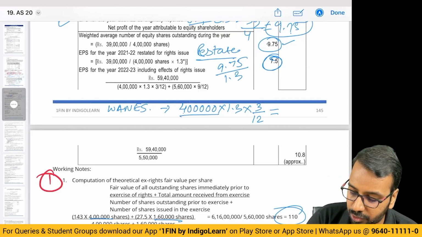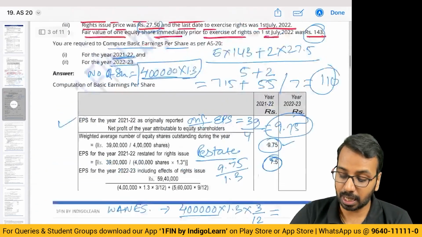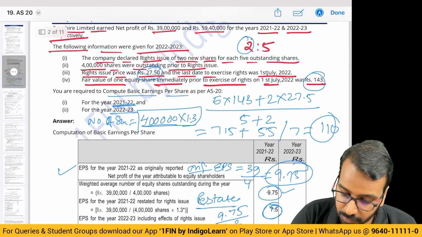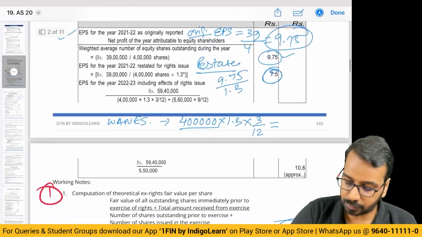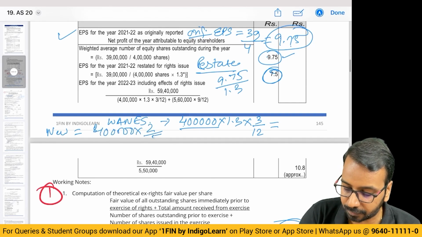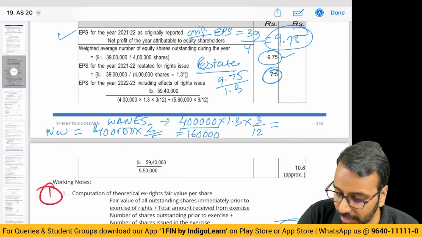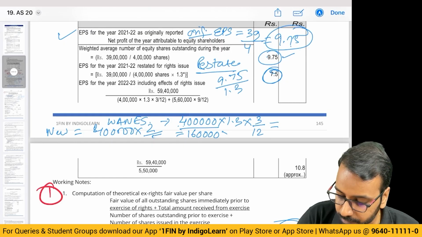Then after the rights issue, 4 lakhs plus how many shares? 2 for 5. So new shares is equal to 4 lakhs into 2 divided by 5. That is 5 8s are 40. You get 1,60,000. This 1,60,000 plus 4 lakhs, 5,60,000, is outstanding for 9 out of 12 months.